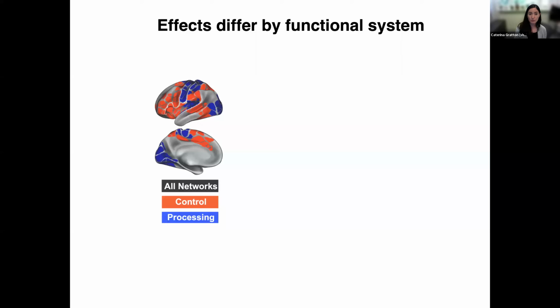Also note that while the effects I showed you on the previous page were for the entire cortex at once, we also looked at whether these differed by different locations. We looked at this in a few different ways. I'll only tell you about one today, which is to say that we separated out networks that were involved in more basic sensory motor processing, like the visual, auditory, and somatomotor networks, from those involved in more top-down control, like the cingulo-opercular, frontal-parietal, and dorsal and ventral attention systems.